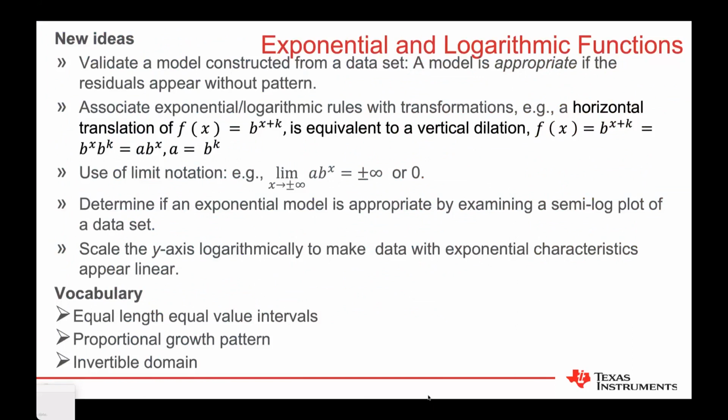So there are some new things, and we're going to be talking about some of these. The idea of validating a model when you're looking at a set of data. How do I validate a model? That's new, I think, for many of you. There's a huge connection between what we're doing with exponents and logs and transformations, and we'll talk a little bit about that. The use of limit notation is introduced. The idea of an exponential model, thinking about whether it's appropriate and what scaling does.